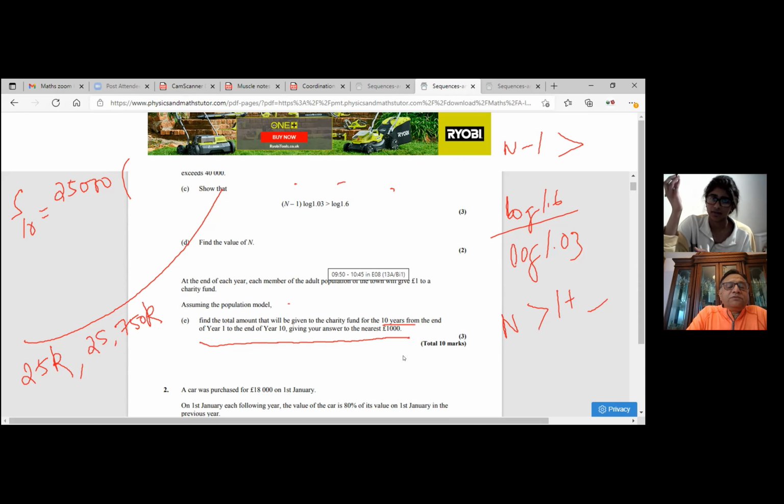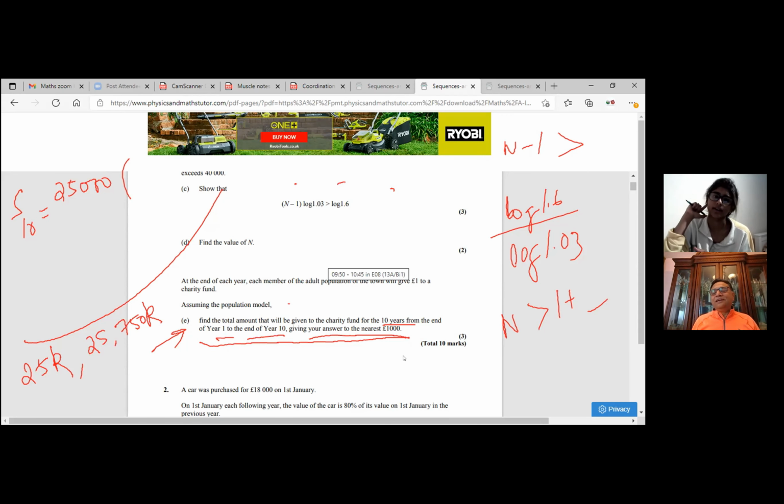Can you please read the question once again? Yeah. Find the total amount that will be given to the charity fund for the 10 years, from the end of year 1 to the end of year 10. Correct. Giving your answer to the nearest 1,000. Perfect. You understand? So at the end of year 1, it will be 25,000 pounds. Is that clear to you?